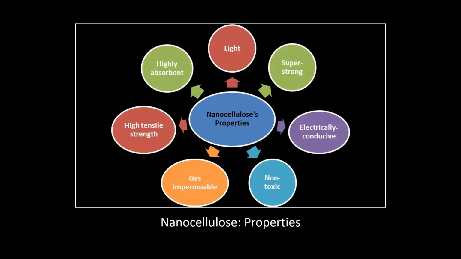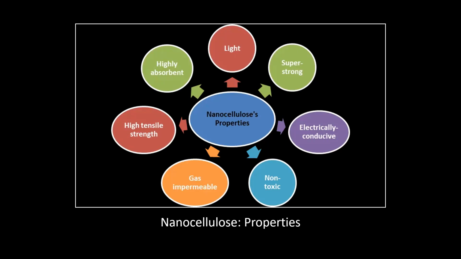So talking about the properties, how interesting these materials are, because they come from a natural source. So it is considered light. It has a low density, high tensile strength, and it can be used as an absorbent.